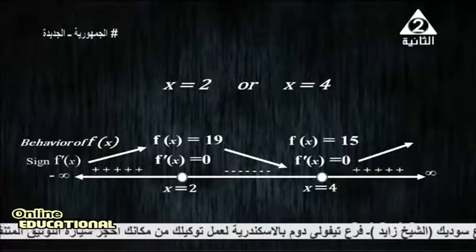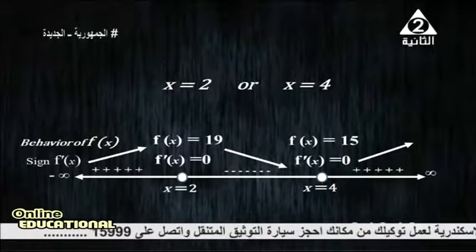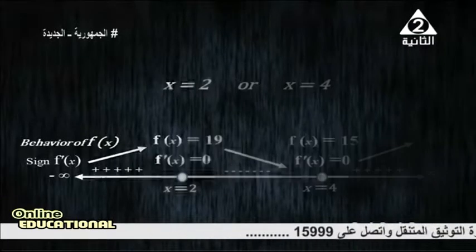How can we get the sign, positive or negative, in these intervals? By substitution in f'(x), choosing a number that belongs to the interval. In the open interval (negative infinity, 2), we can choose any number in this interval, like 1. Then f'(1) = 3 × 1² − 18 × 1 + 24, which equals 9. 9 is a positive value, then the function is increasing in this interval.